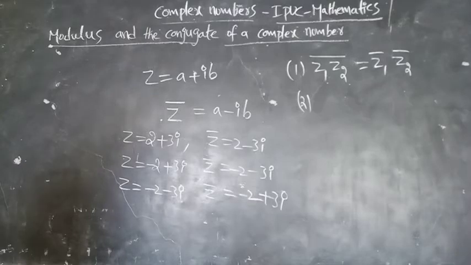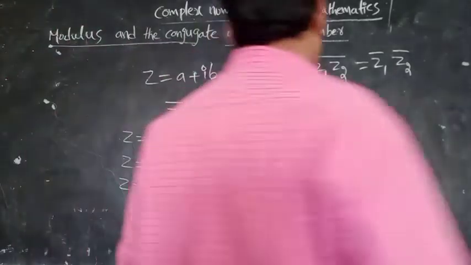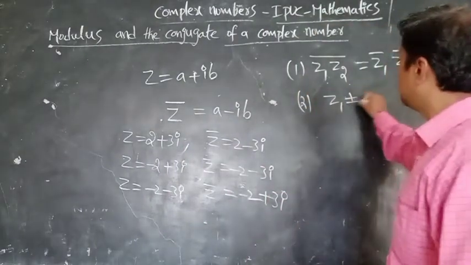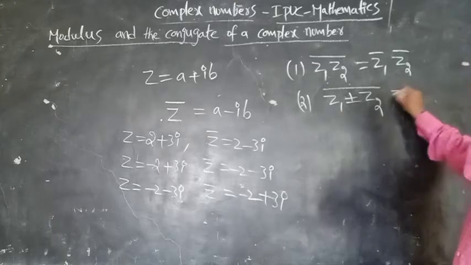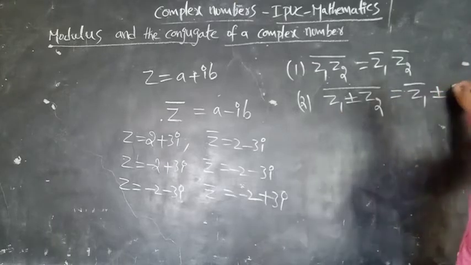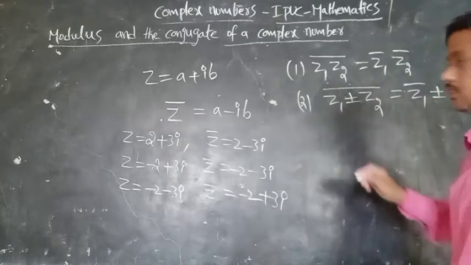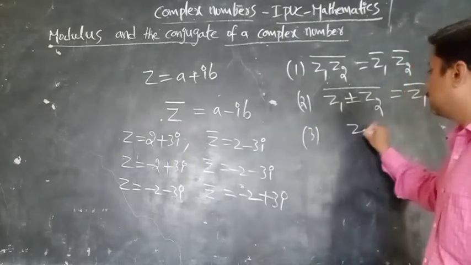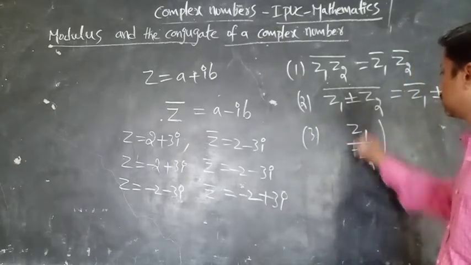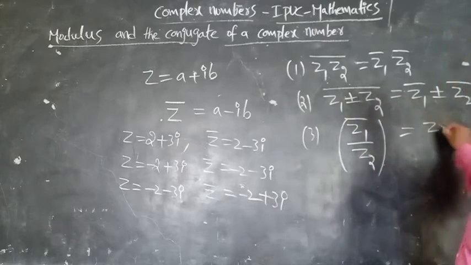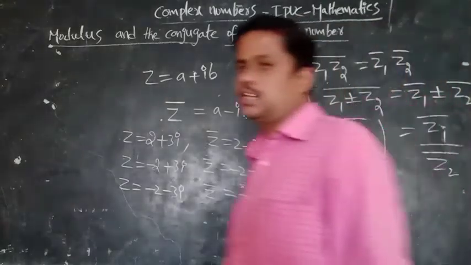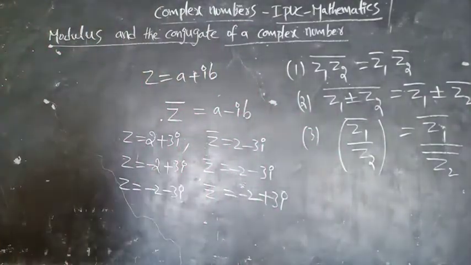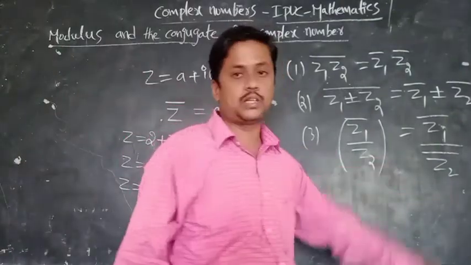And addition and subtraction, the second one: the conjugate of z1 plus or minus z2 is equal to z1 conjugate plus or minus z2 conjugate. And the third one: the conjugate of z1 divided by z2 is equal to z1 conjugate divided by z2 conjugate. So these are the conjugate formulas, otherwise properties. Here z2 is not equal to 0.